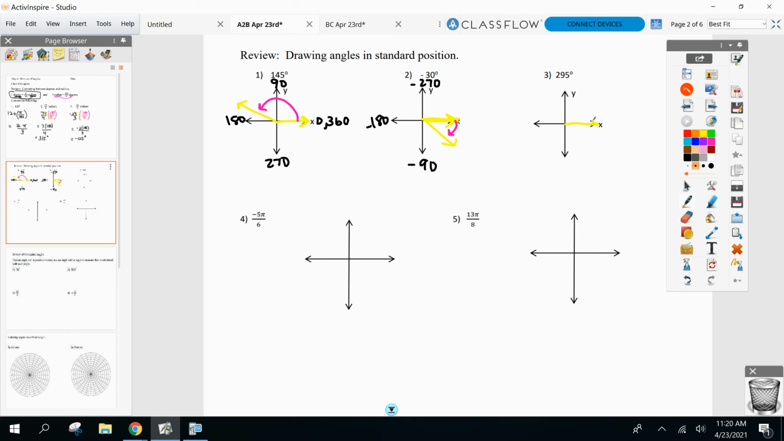First side on the x-axis, positive side. Now we should be in quadrant 4, closer to 270 than it is to 360, with your rotation arrow going counterclockwise. Okay.